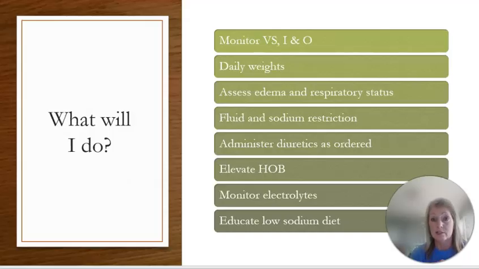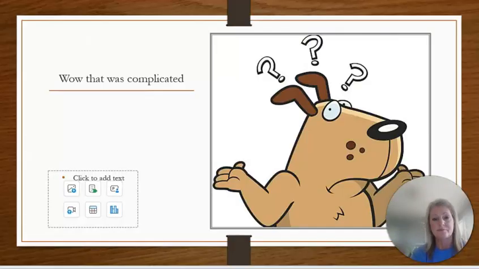And then we're going to look at our electrolytes. We're going to look at our sodium specifically, and we're going to teach them about those low sodium diets and what they need to be doing with those. Okay, so I know that's a little bit complicated. Just remember, fluid volume deficit, not enough. Fluid volume excess, too much. And many times sodium will play a part, but it doesn't always have to play a part in this.